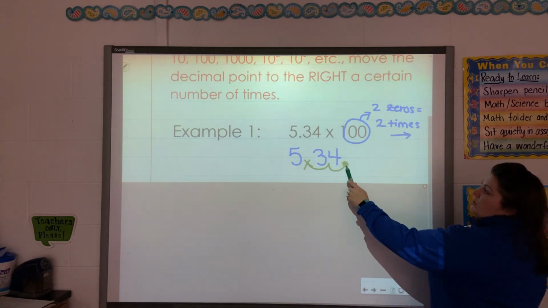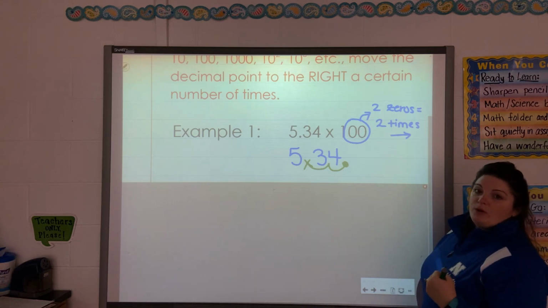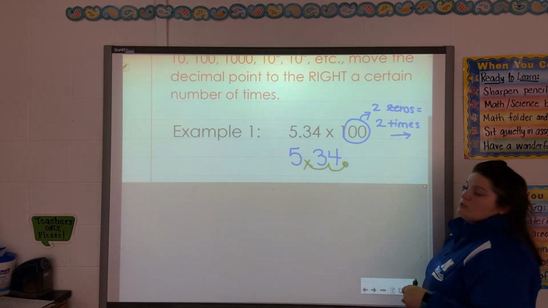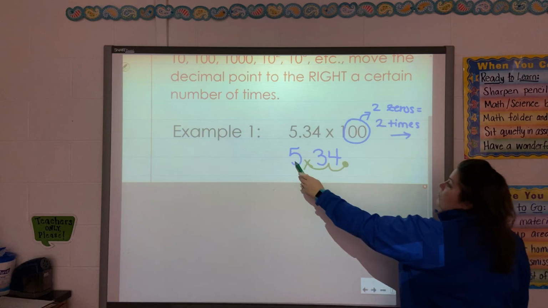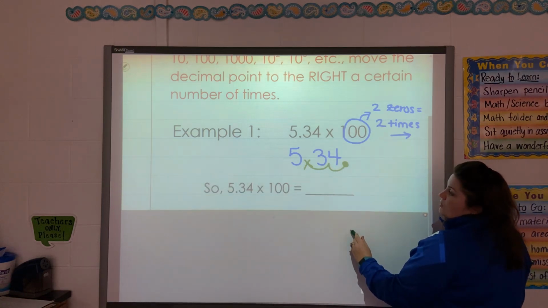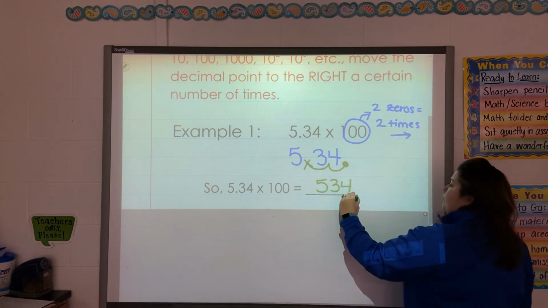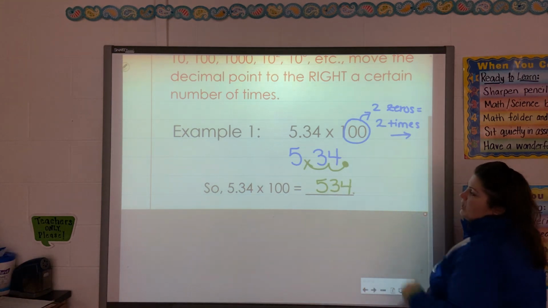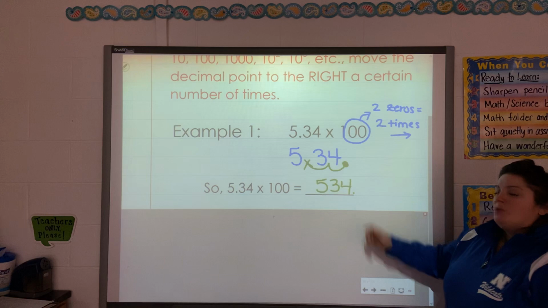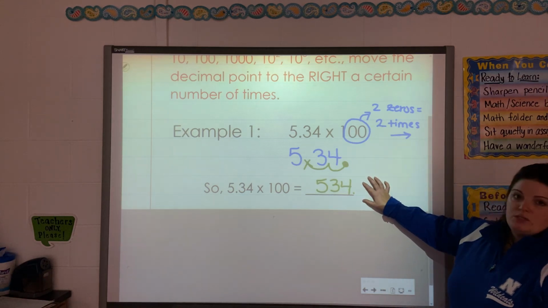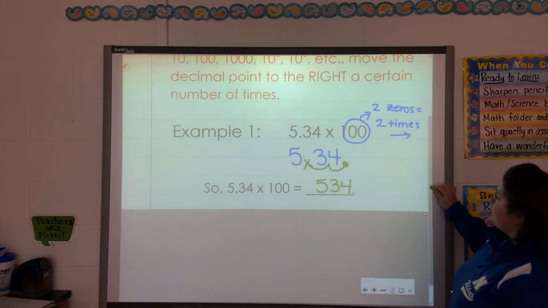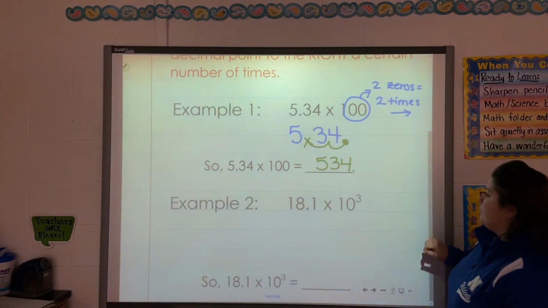When a decimal point lives all the way to the right of a number, and there are no other digits afterwards, it's a whole number. So 5 34/100 times 100 is 534. Our decimal point is hanging out after the 4, but we typically don't write it there if there are no other decimal values after. Let's look at another example.